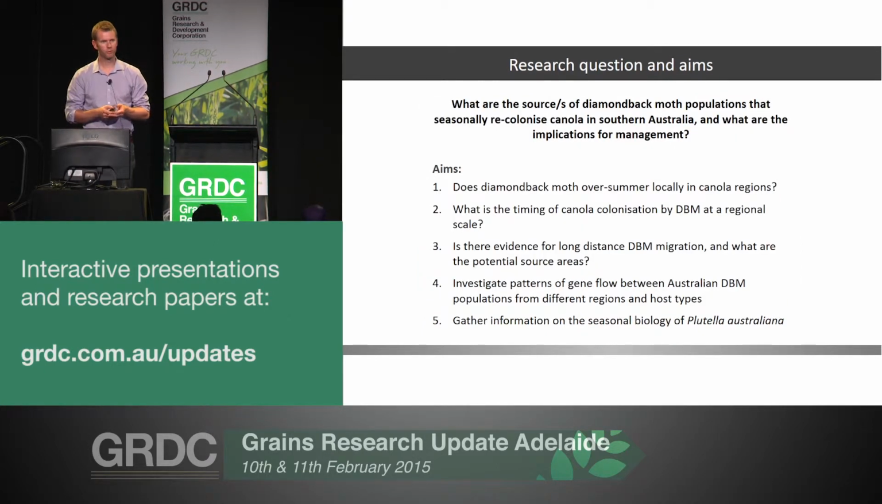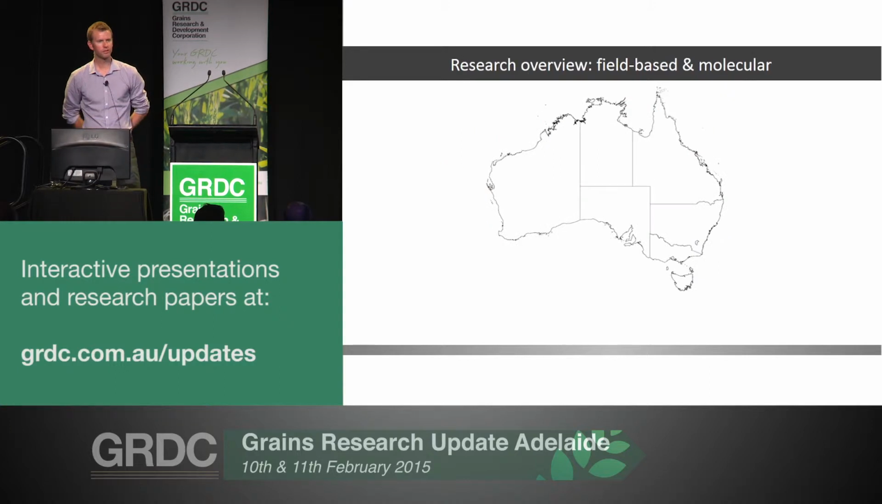The key question for my project is, what are the sources of diamondback moth populations that seasonally recolonise canola in southern Australia, and what are the implications for management? I have 5 aims related to that, which I will skip through in the interest of time, but they are in your paper. Essentially, studying large-scale population movement is quite logistically challenging, so I'm combining field-based monitoring, mainly focused around South Australia, but also some genetic techniques to understand gene flow.